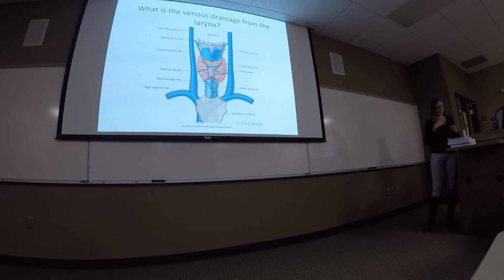Can you say that one more time? Sure thing. So, superior laryngeal vein goes into the superior thyroid vein, and then into the right internal jugular vein. Then we have the inferior laryngeal vein draining into the inferior thyroid vein coming in here, and then that goes into the brachiocephalic veins. Got that? Can you do that for the arteries?